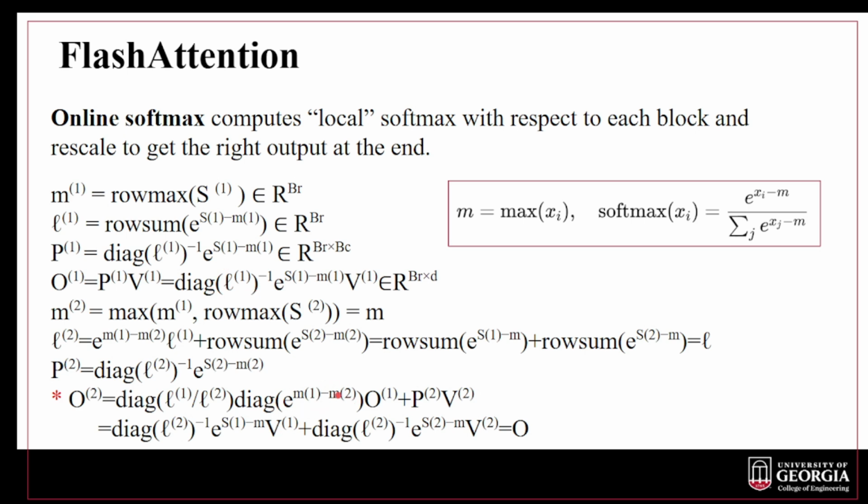And we similarly use this term, s1 minus m1 plus m1 minus m2. We also get s1 minus m1, s1 minus m2. So we obtain the final output O exactly, without any approximation throughout the entire computation.